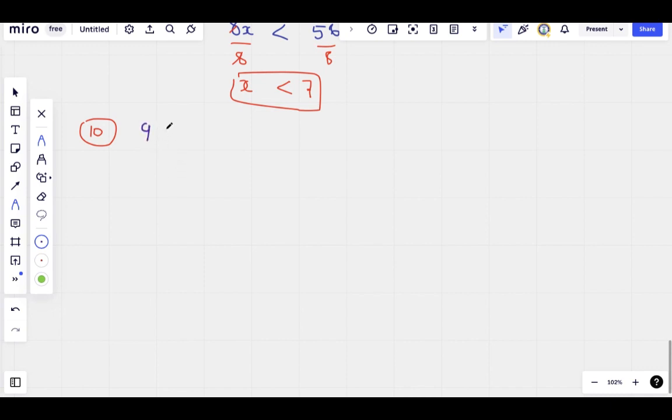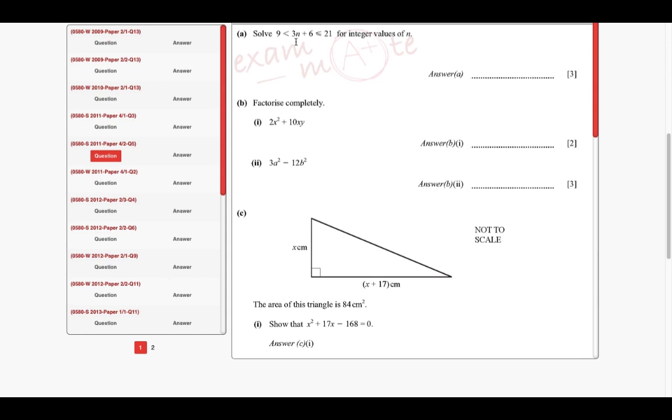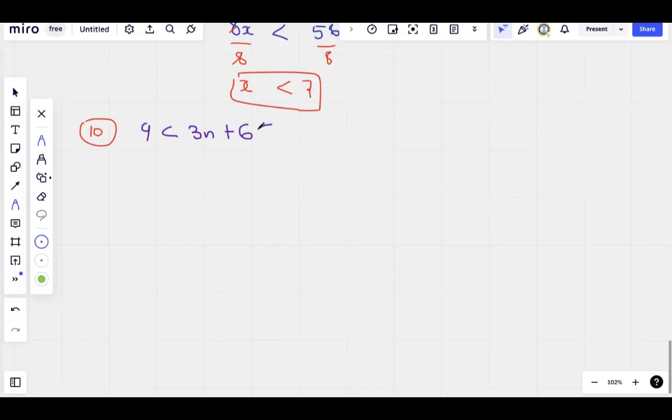9 is less than 3n plus 6, and then less than or equal to 21. Find the integer values of n. Less than or equal to 21. So find the integer values of x.